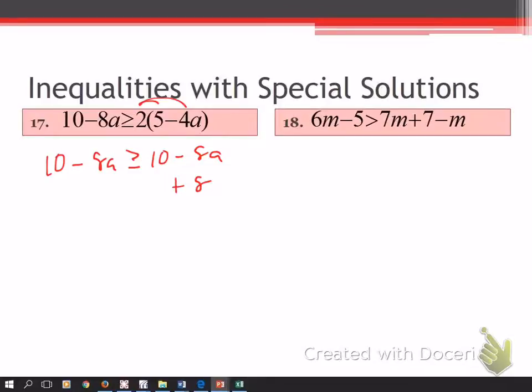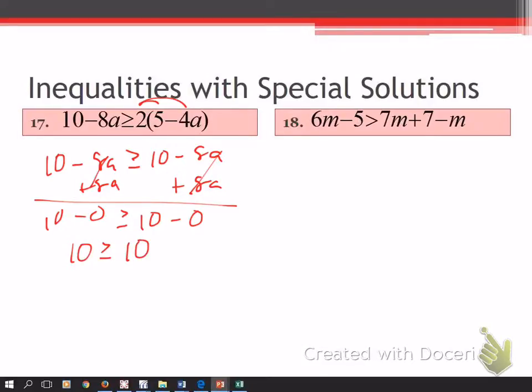If I were to go ahead and add 8a to both sides, which is what I would do, right? I'm going to collect all the a's on one side. Negative 8a plus 8a is 0. It's not a. It is just plain old 0. So you'd end up with 10 minus 0 is greater than or equal to 10 minus 0, or 10 is greater than or equal to 10. Now, is 10 greater than 10? No. But is 10 equal to 10? Yes. So 10 is always equal to 10.